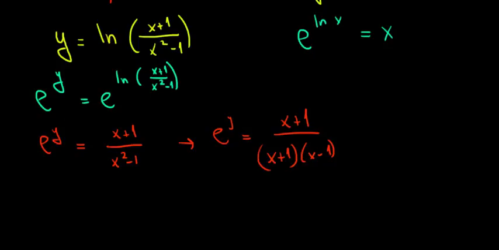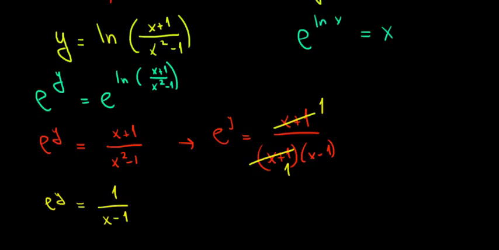And why do we do it? Because we want to cancel something out. We want to cancel out x plus 1 and x plus 1, so we're left with 1 and 1. Which means that e to the power of y equals 1 divided by x minus 1.